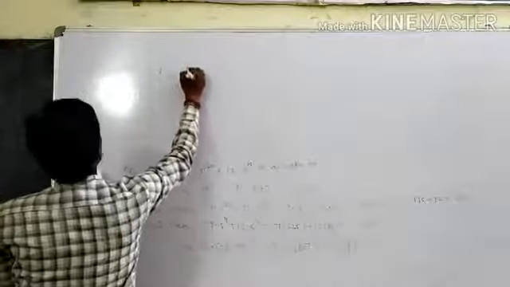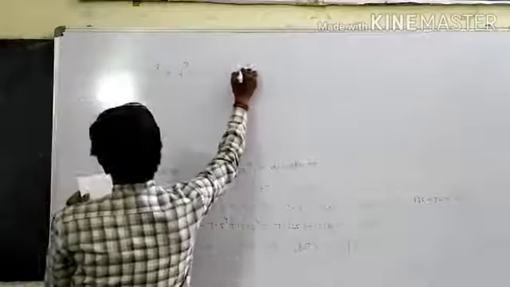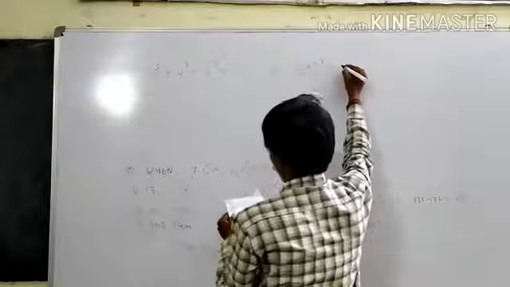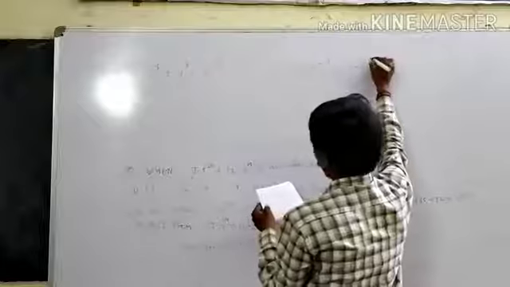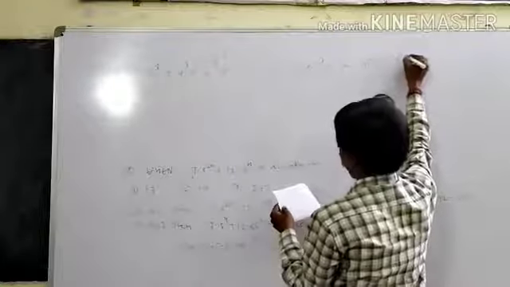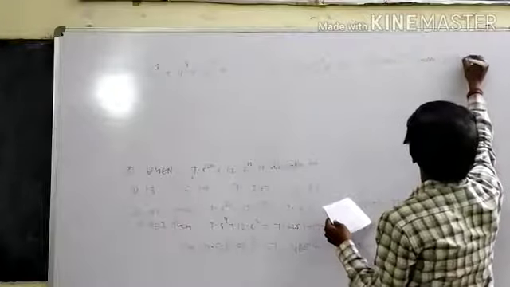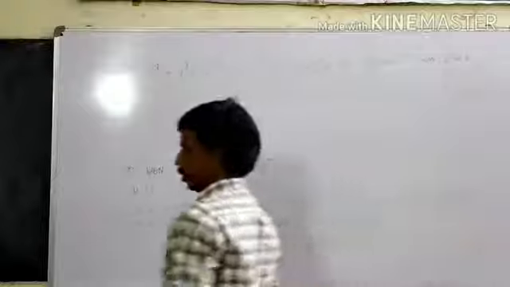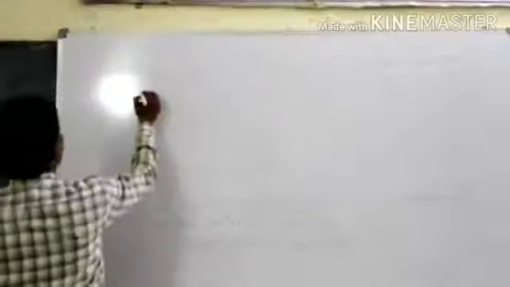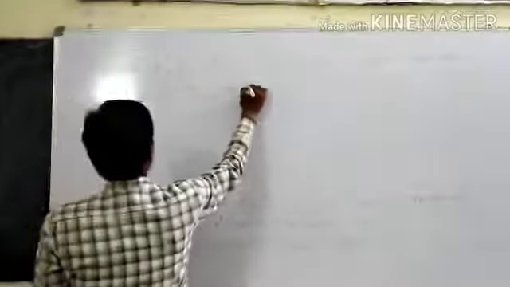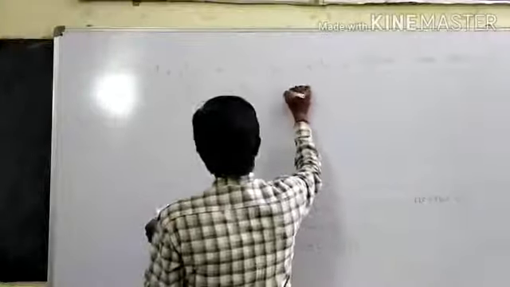Next: 2 cube plus 4 cube plus 6 cube and so on up to 2n whole cube equals k into n square, n plus 1 whole square. Then find k. Options: first option 1 by 2, second option 1, third option 3 by 2, fourth option 2.